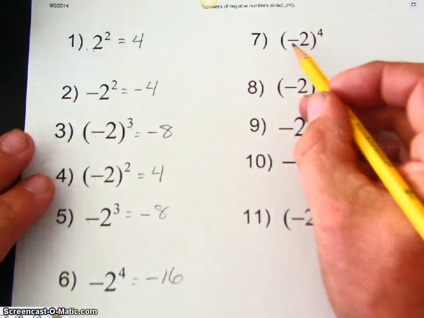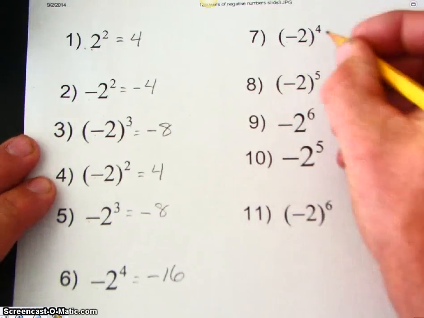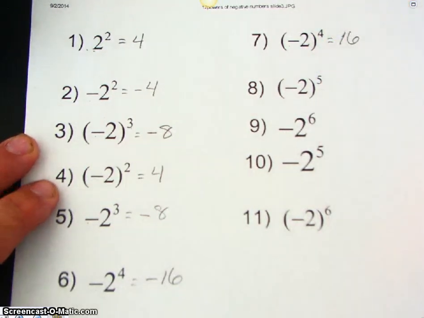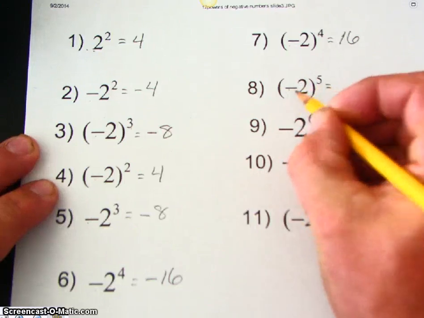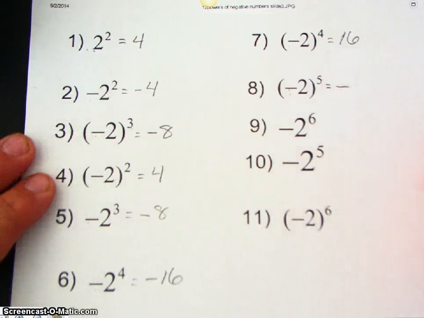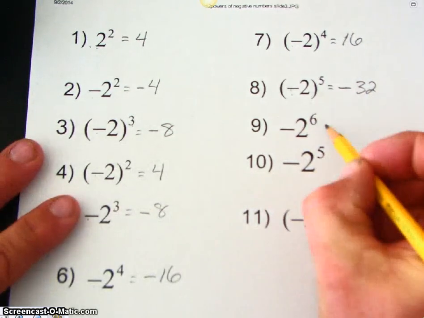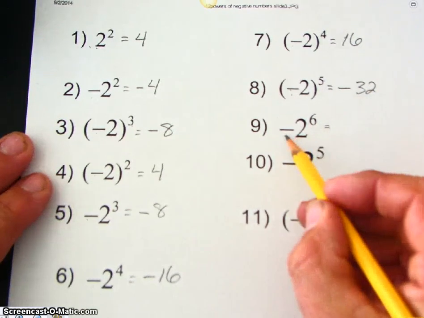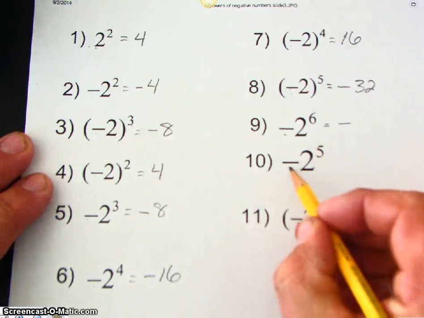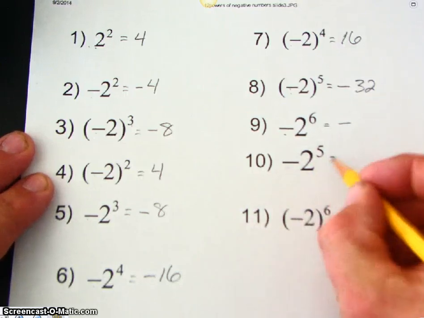Let's look at number 7. Negative on the inside, it's an even power, so therefore my answer is positive, and 2 to the 4th is 16. Here, negative is on the inside, and my power is odd, so therefore it's going to be negative, and then 2 to the 5th is 32. That's 2 times 2 times 2 times 2 times 2. You can use a calculator if you need to. Number 9, negative, there's no parentheses, so my answer is going to be negative. Number 10, there's no parentheses, and there's a negative, so my answer is going to be negative.